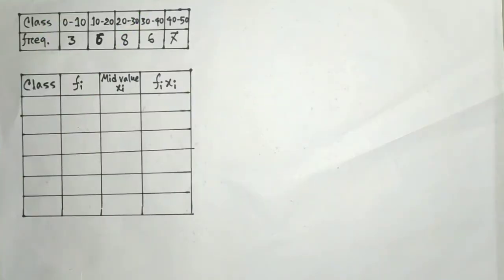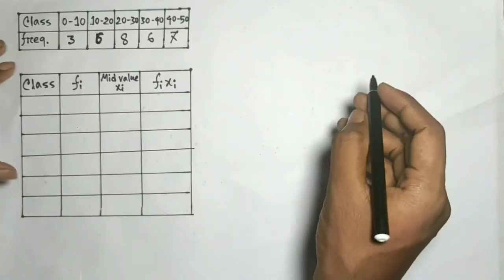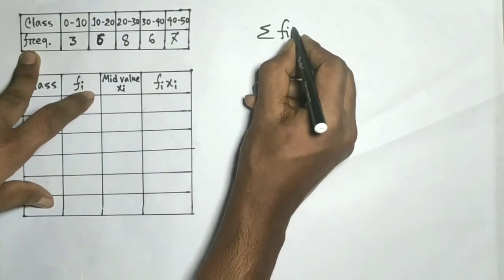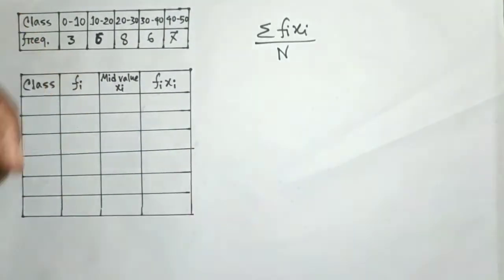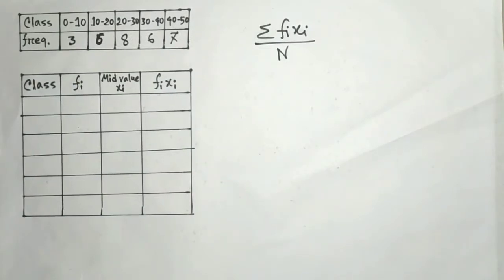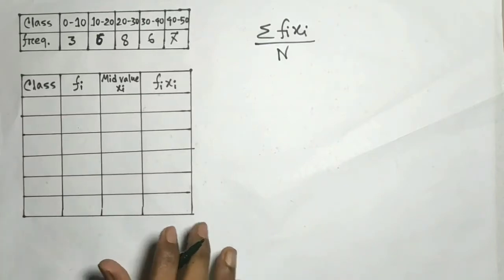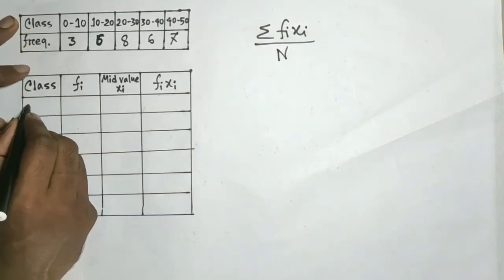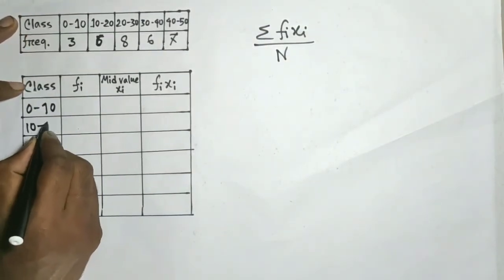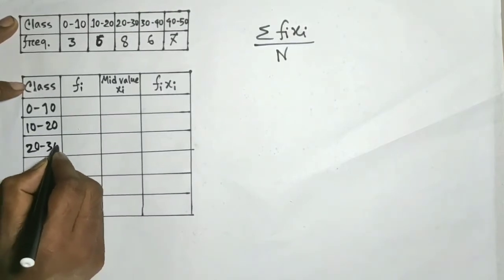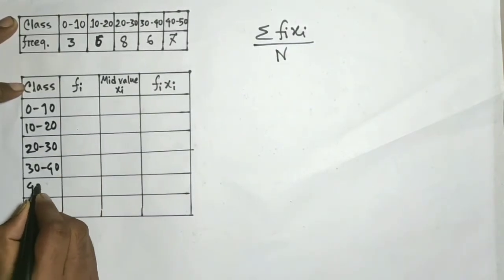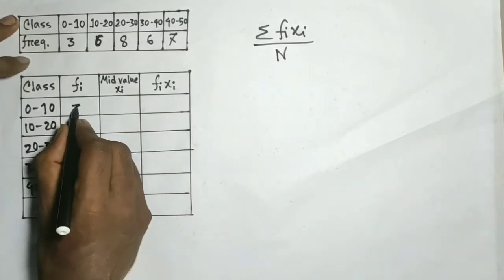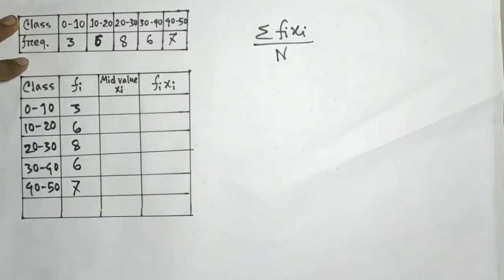So the formula for the discrete series and the continuous series is the same, that is summation of fi xi divided by n. Here xi doesn't mean a unique value, xi means the middle value, that means the class mark of a class. So let's construct a frequency distribution for this grouped data, that is the first class is 0 to 10 and the second is 10 to 20, 40 to 50, and the corresponding frequencies are 3, 6, 8, 6, 7.